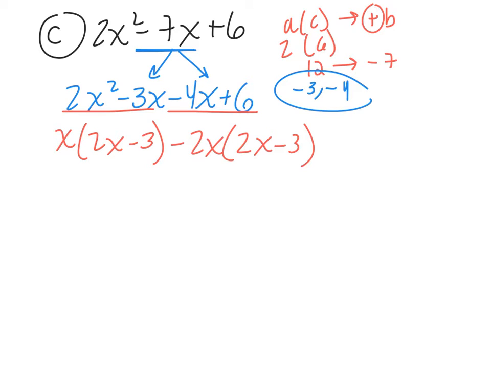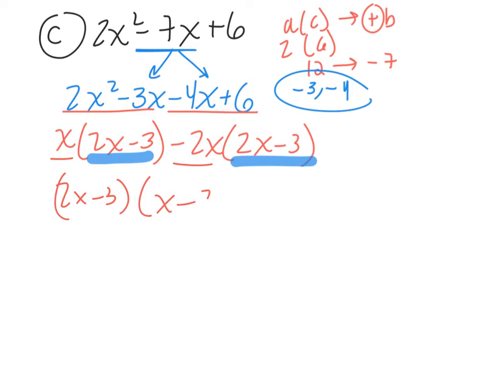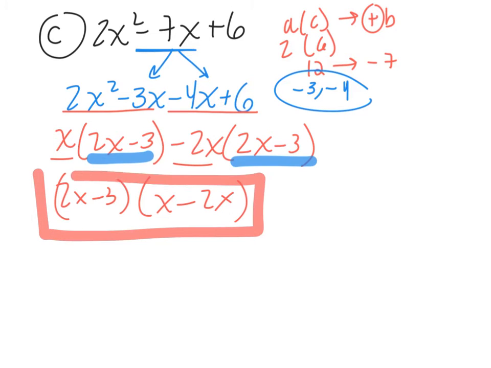And from here, I realized that 2x minus 3 is common to both. So I can go ahead and factor out a 2x minus 3. And left over here is x minus 2x. And that is your factored form. And we're done. Okay, so that's it for those examples.